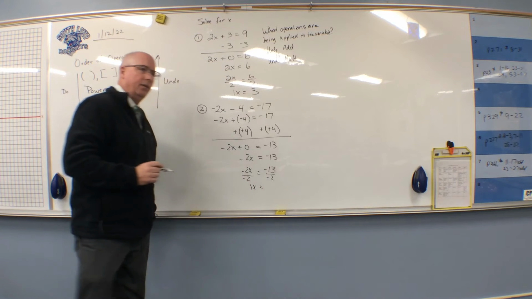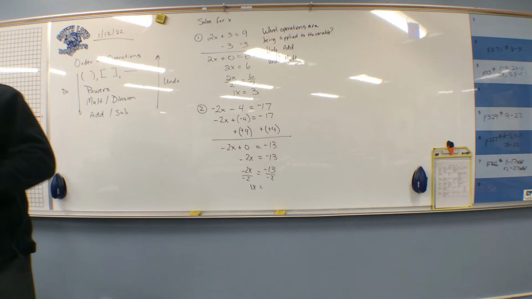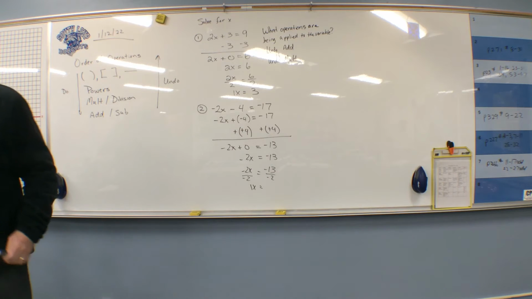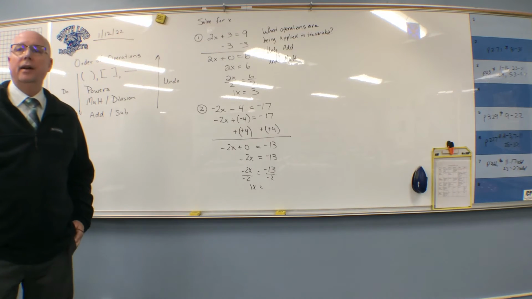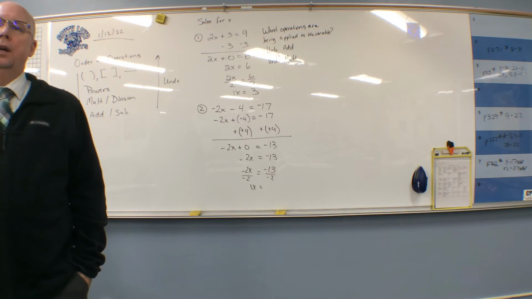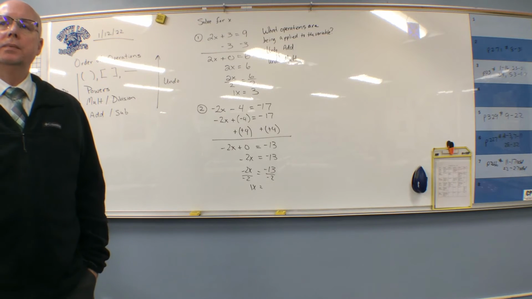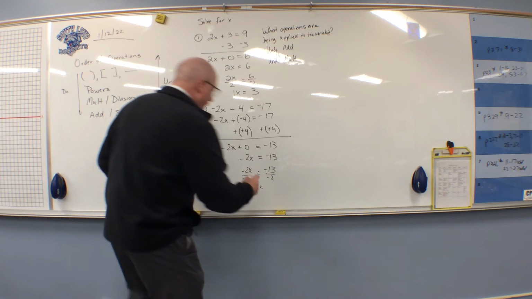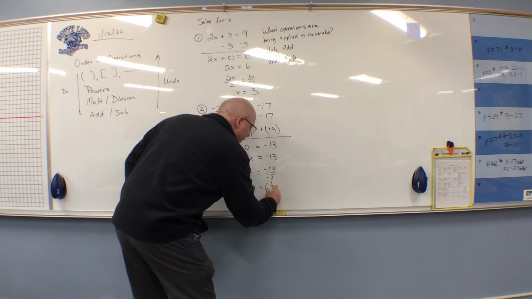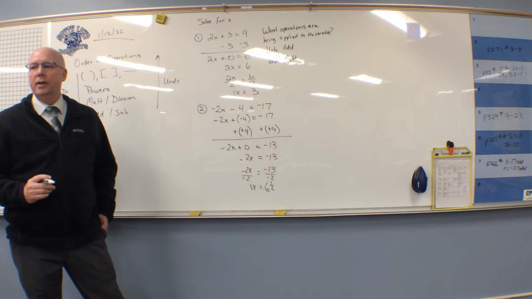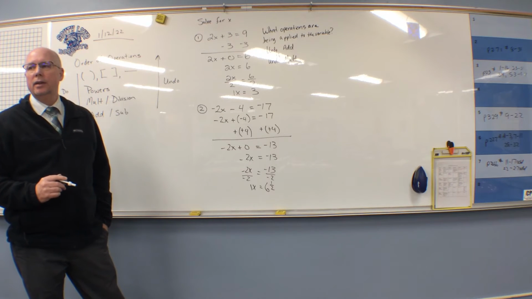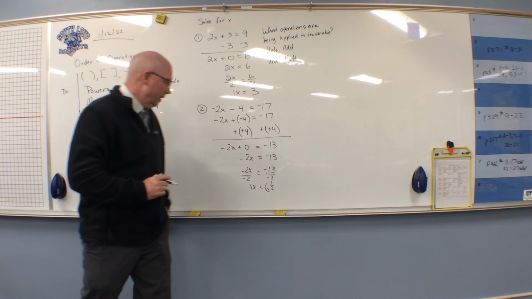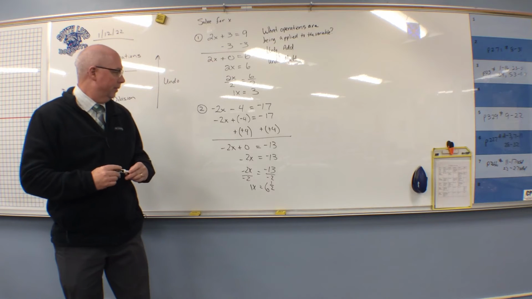How do I do a -13 divided by -2? Benny? It could be a decimal. Could it also be just a mixed number? How many times does 2 go into 13? 6 times. What do I have left over? Half. 6.5. Is my number positive or negative? Positive or negative, Tater? Negative divided by a negative is positive. There you go. So my answer is x equals 6.5.